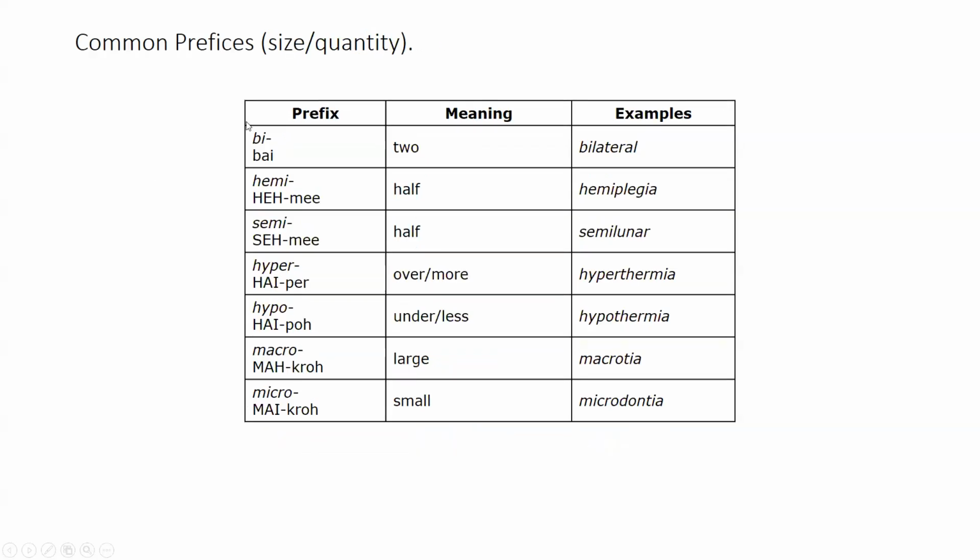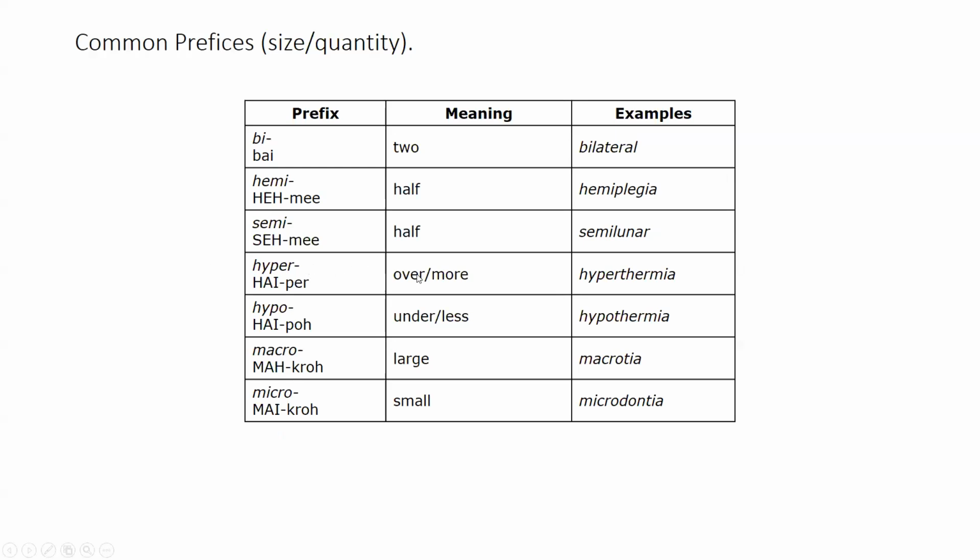Here are prefixes for the size or quantity of things. Again, bi means two. Bilateral means both sides of the body. Hemi means half. Hemiplegia. Plegia means paralysis, but only on half the body. Semi can also mean half. Semilunar means half the moon. You'll see this in the cardiac chapter because some of the valves of the heart look like half moons.